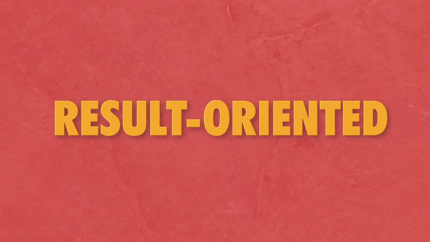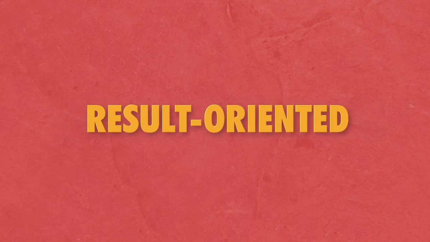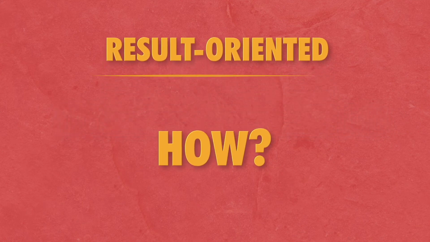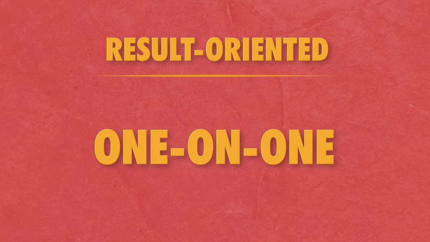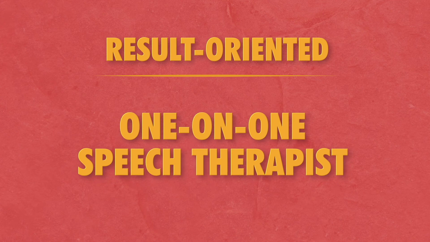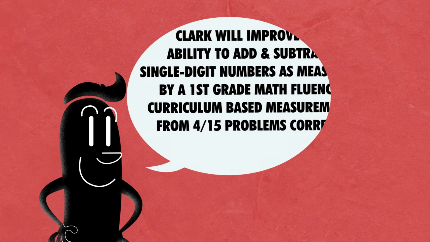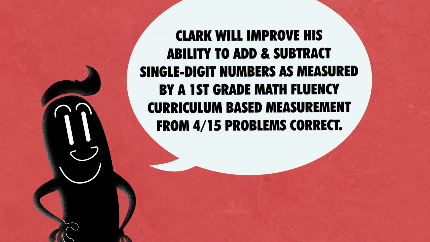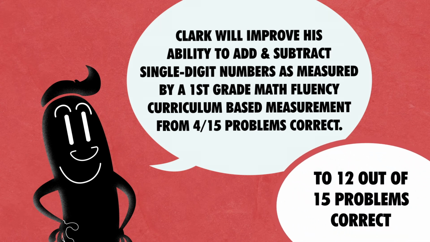Next is R for results-oriented, meaning it specifies how the student and school will accomplish the goal. Will it be one-on-one instruction done by someone unique like a speech therapist? The goal should specify these things. Clark, like most students, is going to be receiving a mixture of direct and small group instruction. Let's add it to the goal.